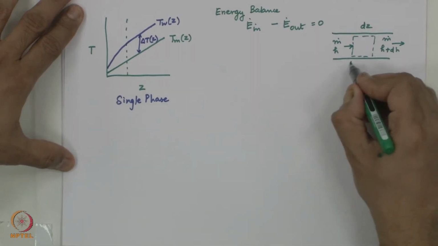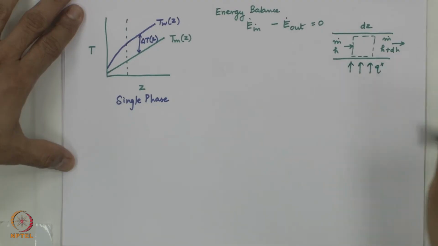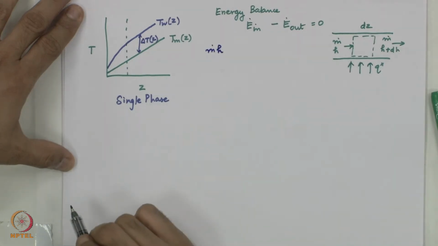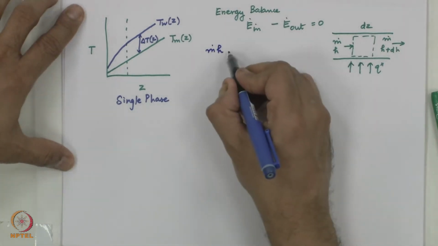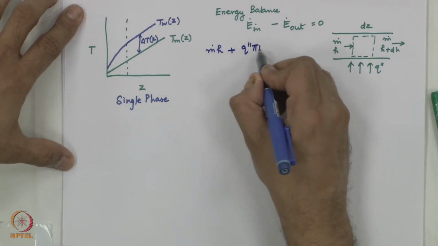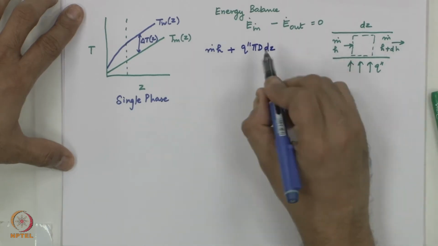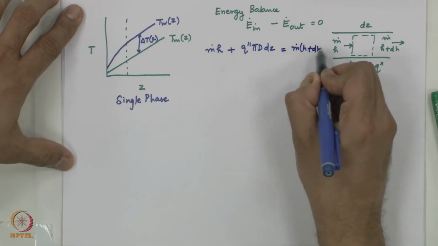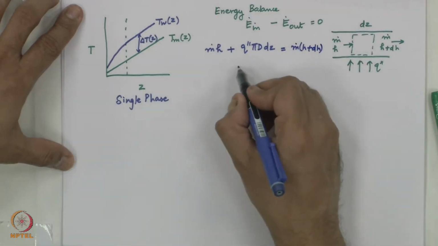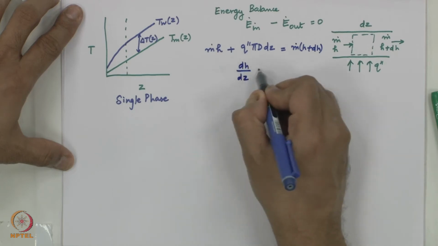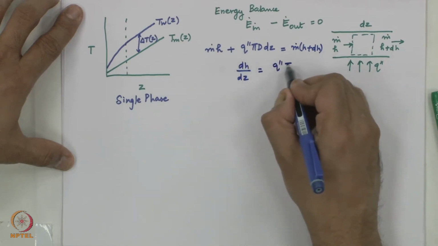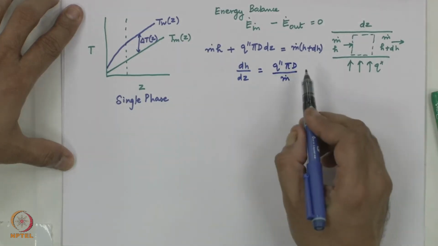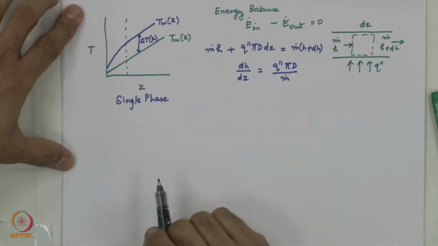When I use this control volume for my analysis, I am going to write the energy balance as m dot H, the enthalpy of the fluid coming in, plus the energy added, q double prime pi d dz, is equal to m dot (H plus dH). On simplification this gives me dH by dz is equal to q double prime pi d by m dot.